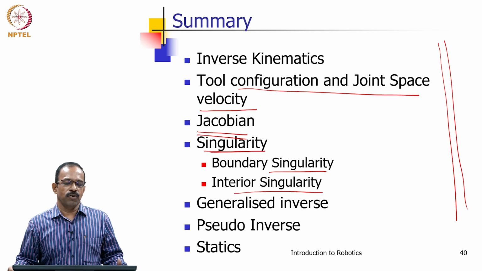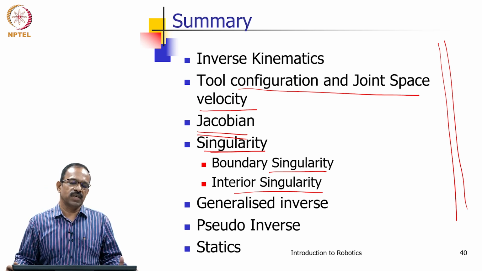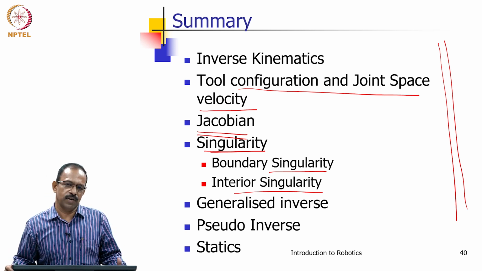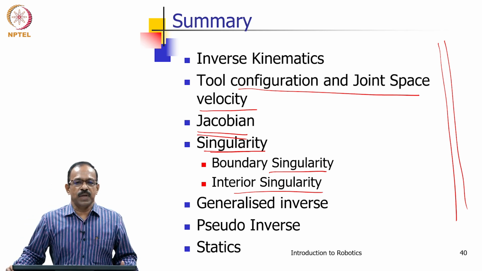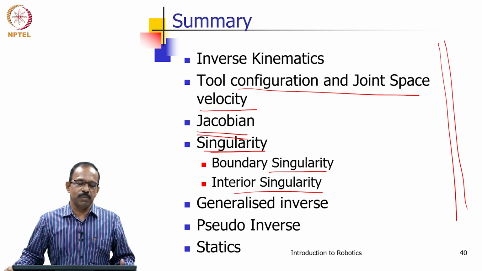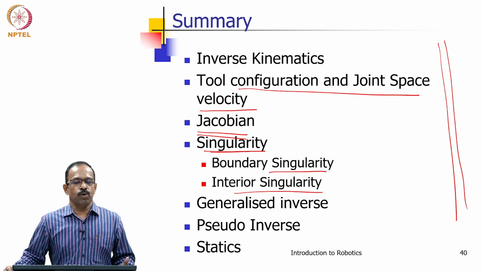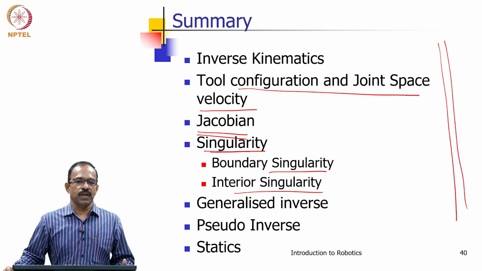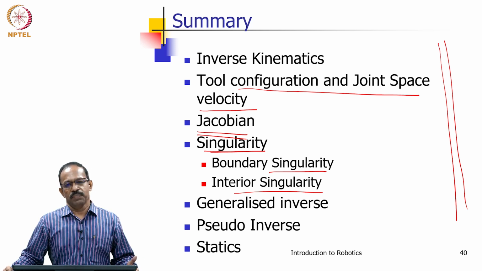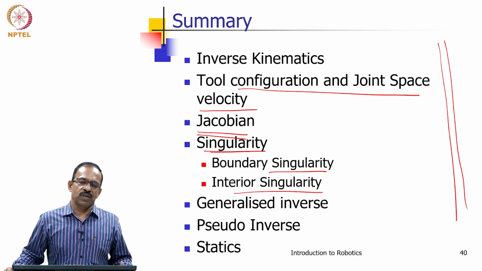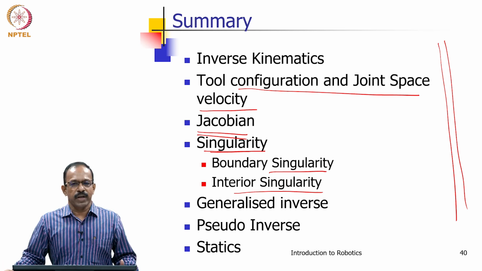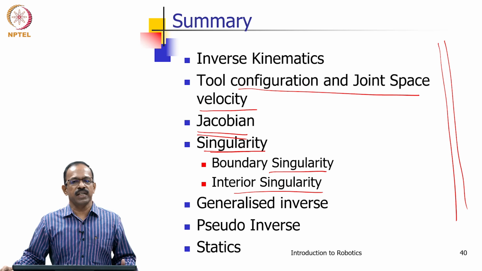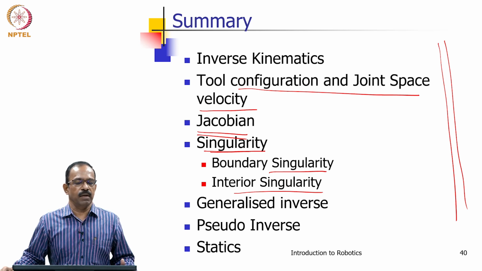We found the relationship between the joint velocities and the end effector velocities. This relationship can be represented using the Jacobian matrix, and we saw how the Jacobian can be computed for industrial manipulators for the linear velocity part and angular velocity. Finally, we discussed how the Jacobian can be used for static analysis. So, with this I am completing the discussion on manipulator kinematics.